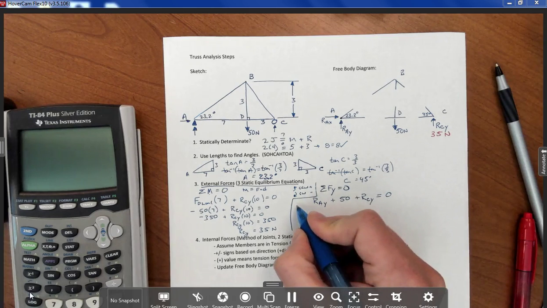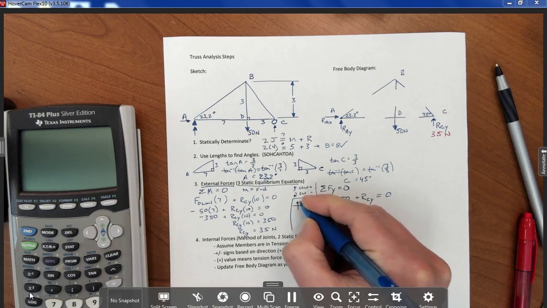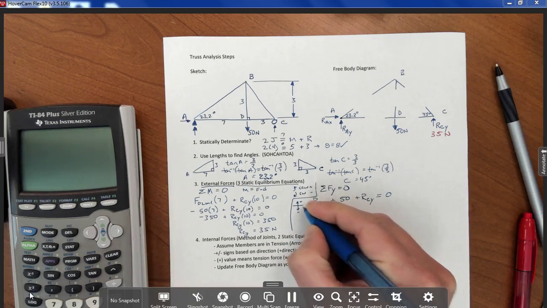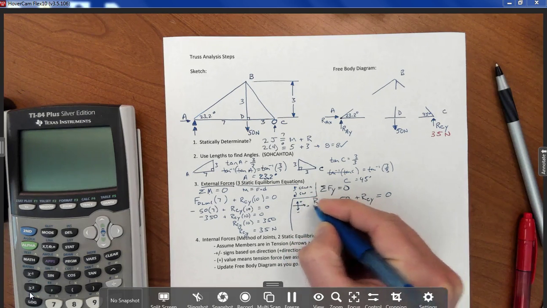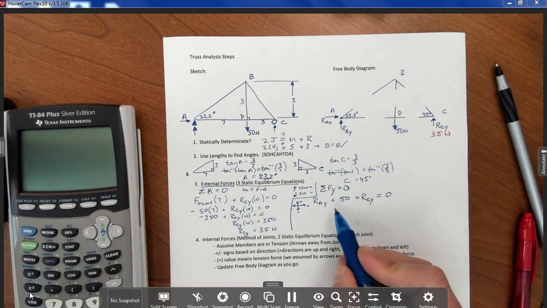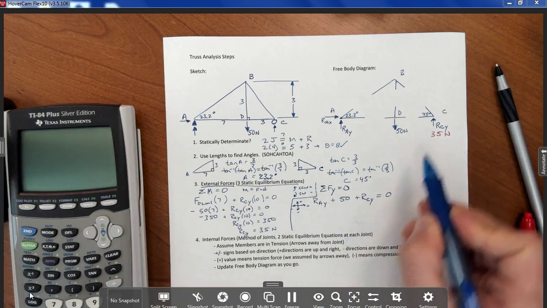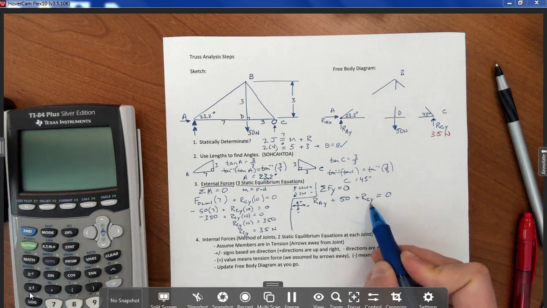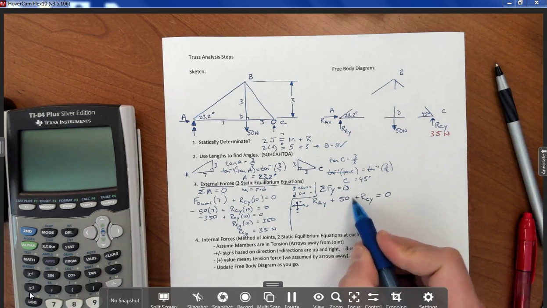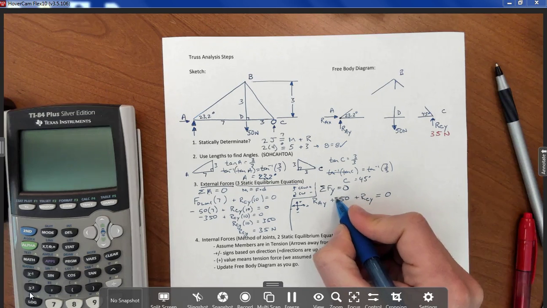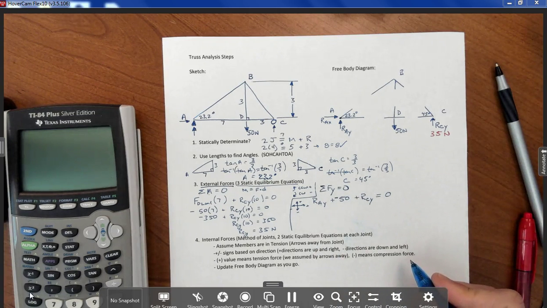Now, you also need to know that with vectors, anything going up is positive, going down is negative, going to the right is positive, and left is negative. So right now, the reaction force at A in the y direction, that's up, that should be positive. The reaction force at C in the y direction, that's going up, should be positive. This 50 is down, it should be negative, so I'm going to put a negative 50 there.